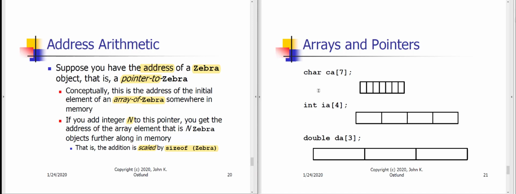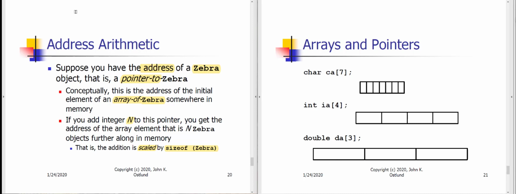Okay, so here on slide 21, we have a repetition of slide 2 with our arrays being declared and diagrammed. CA is an array of 7 chars. CA sub 0 is the initial char in that array of 7 characters. Ampersand of CA sub 0 is the address of that initial char. Likewise, IA is an array of 4 ints here. IA itself is a pointer to the first int in the array. DA is an array of 3 doubles. DA is a pointer to the first double.